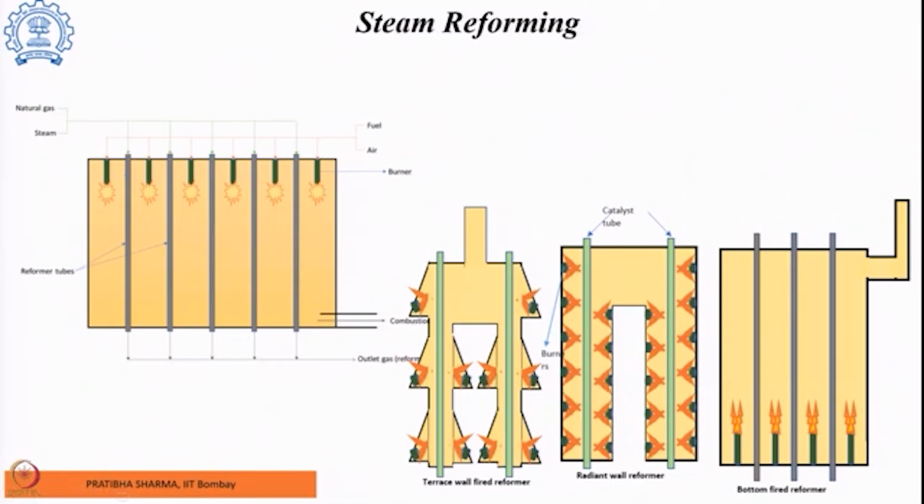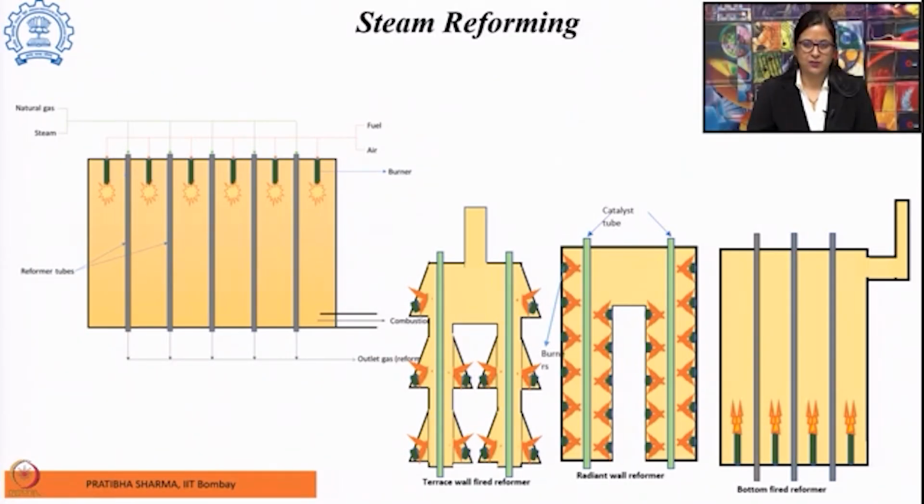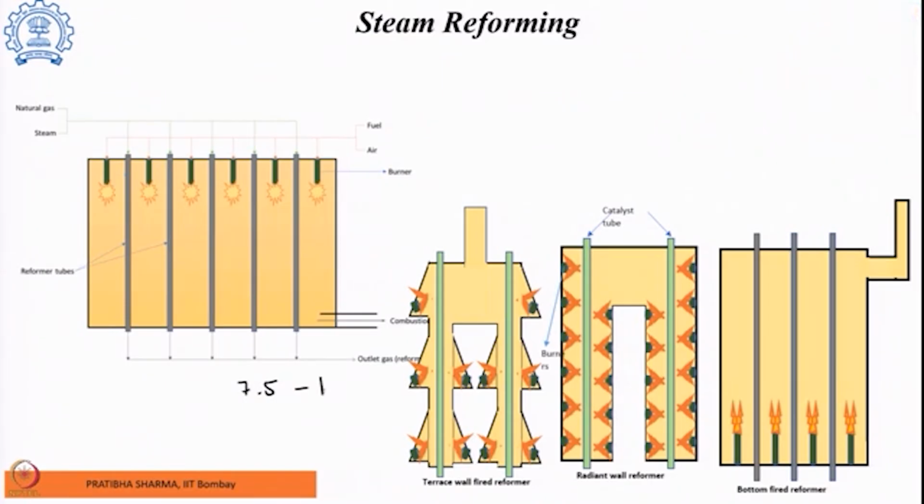If we look at the reformer geometry, it consists of bundles of such tubes with length somewhere between 7.5 to 12 meters and thickness of about 1 to 2 centimeters. These tubes are filled with the catalyst along with support and promoters. What catalyst, we will see a little later.